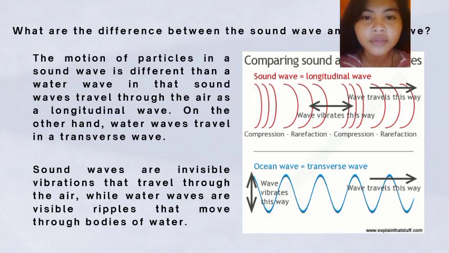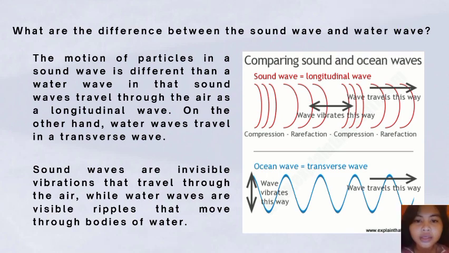So what are the differences between the sound wave and the water wave? First, the motion of particles in a sound wave is different than in a water wave, in that sound waves travel through the air as a longitudinal wave. On the other hand, water waves travel as a transverse wave. Sound wave is considered a longitudinal wave because the particles of the medium it travels through are moving side to side, or back and forth, parallel to the direction of the motion of the wave.